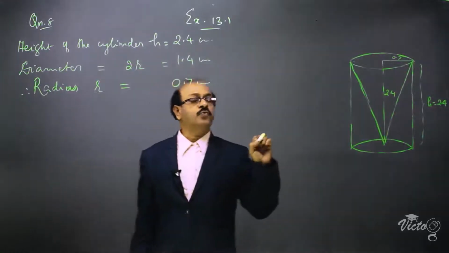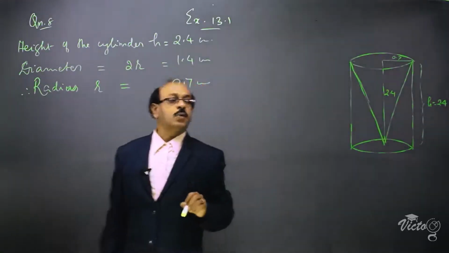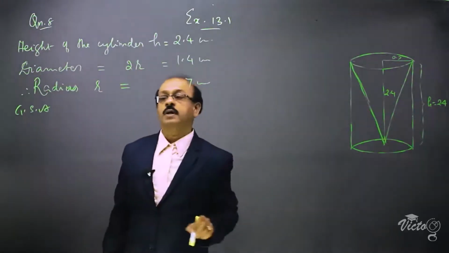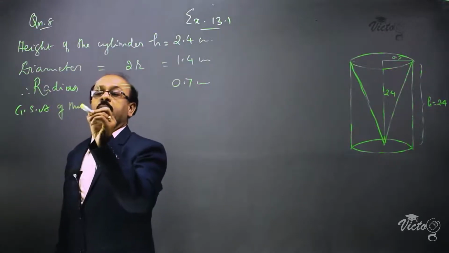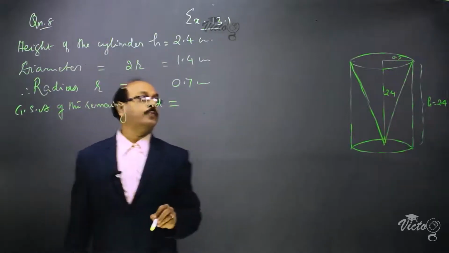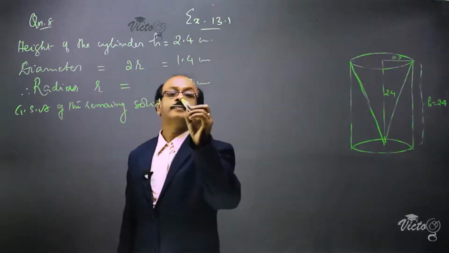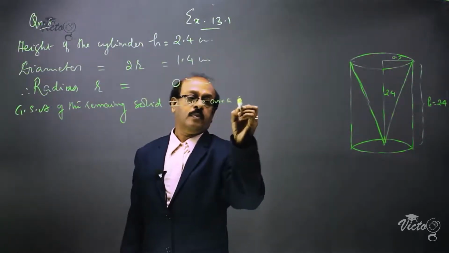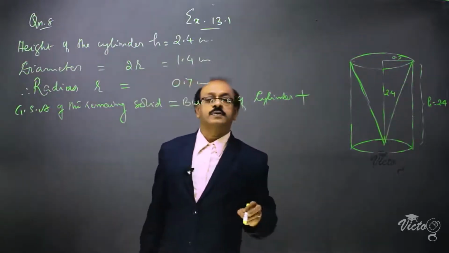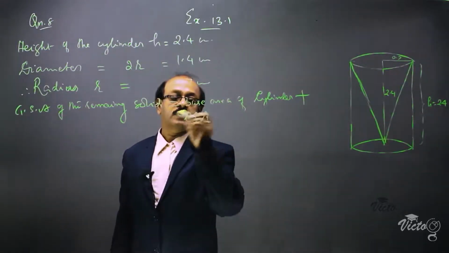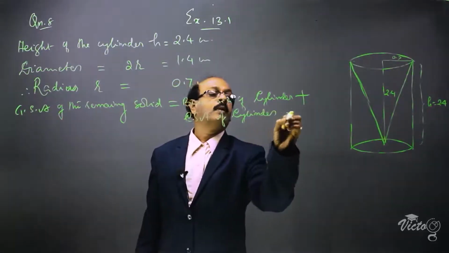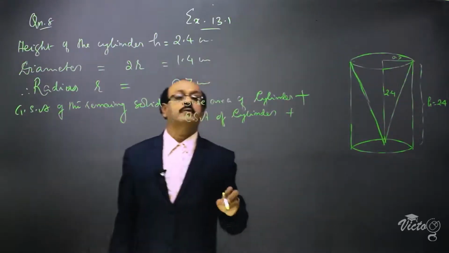Now, we have to find out the total surface area of the remaining solid. TSA means total surface area of the remaining solid is equal to base area of cylinder plus CSA of cylinder, CSA means curved surface area of cylinder, plus CSA of cone, curved surface area of cone.